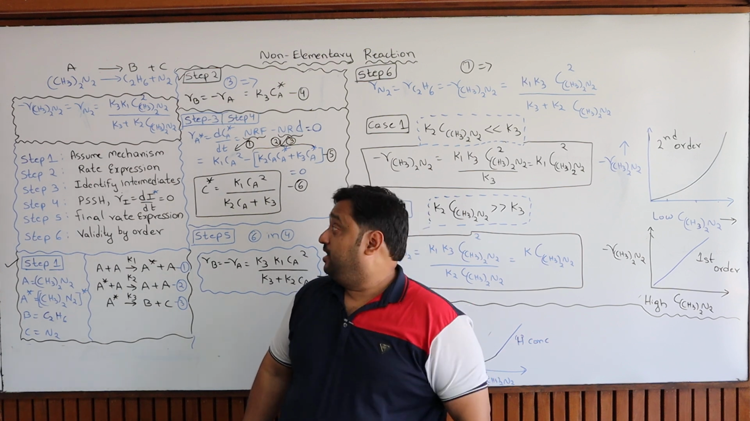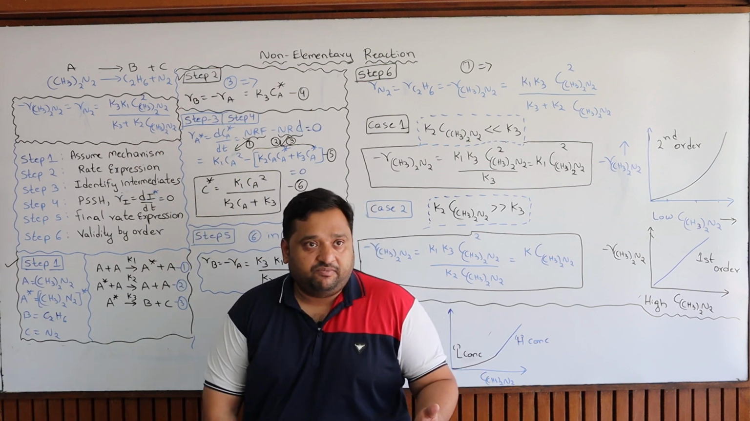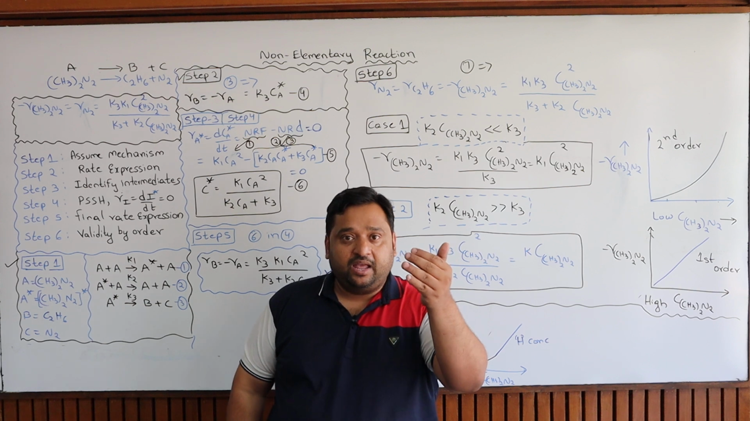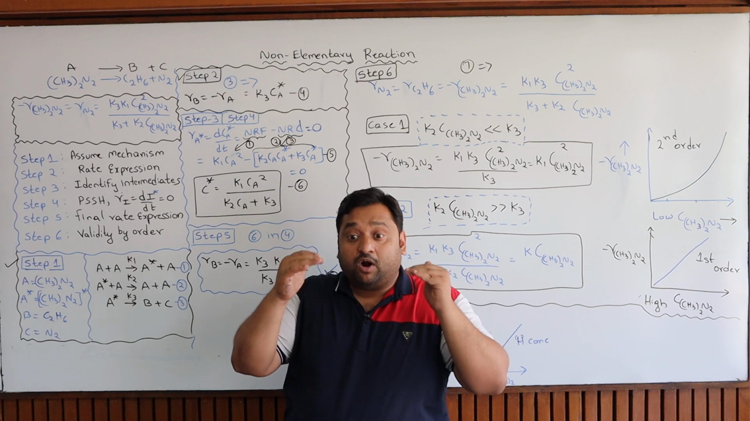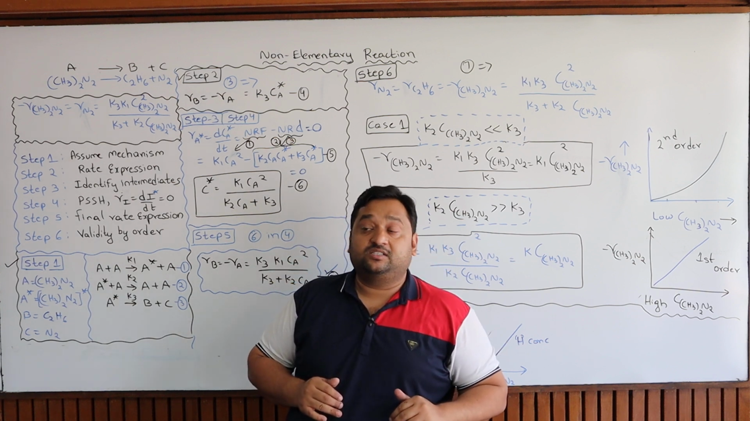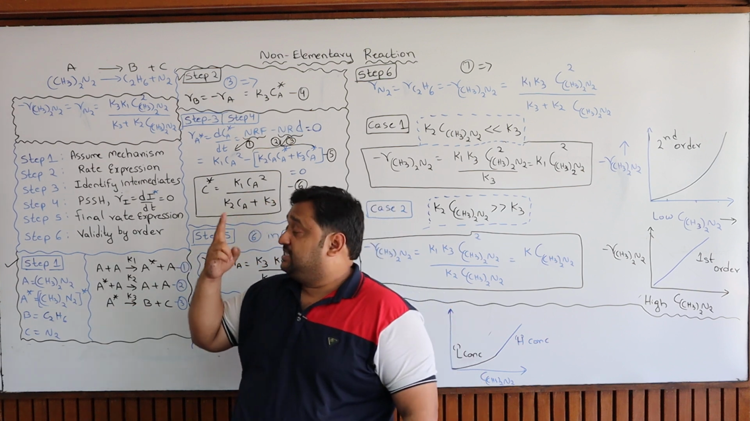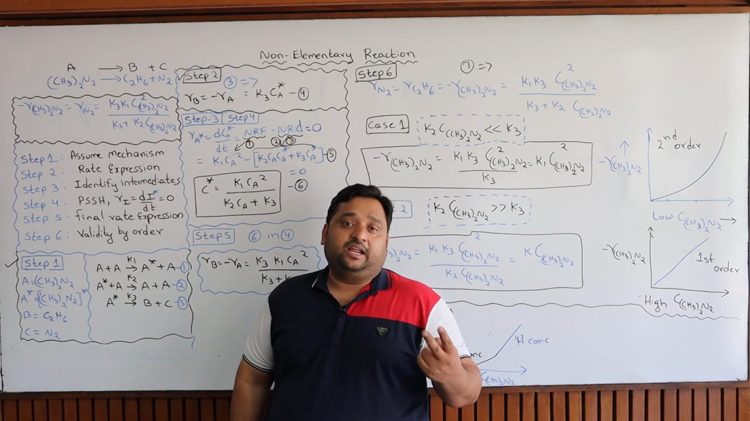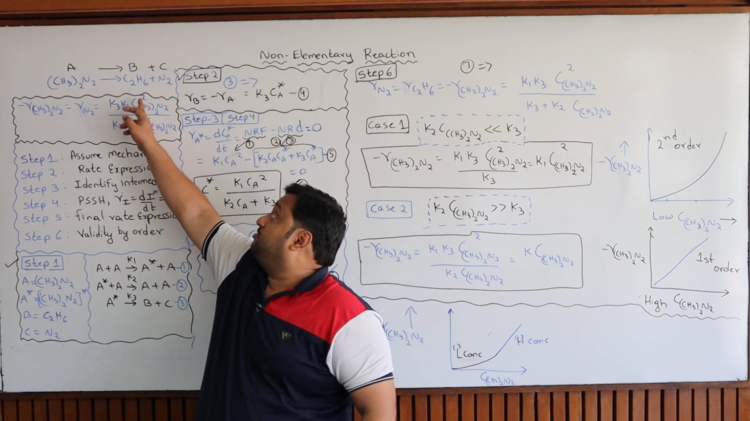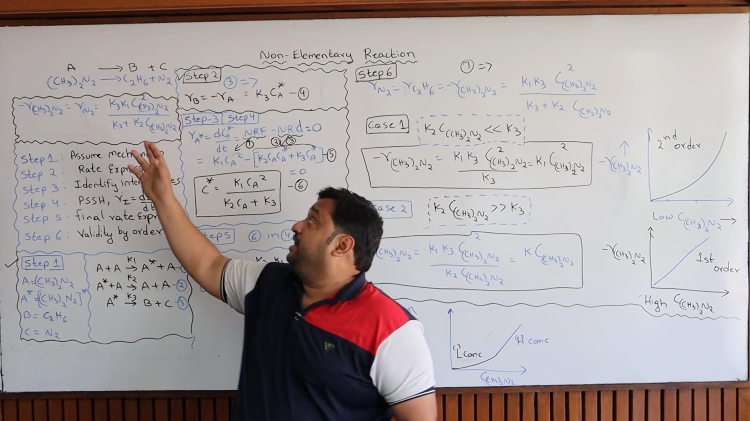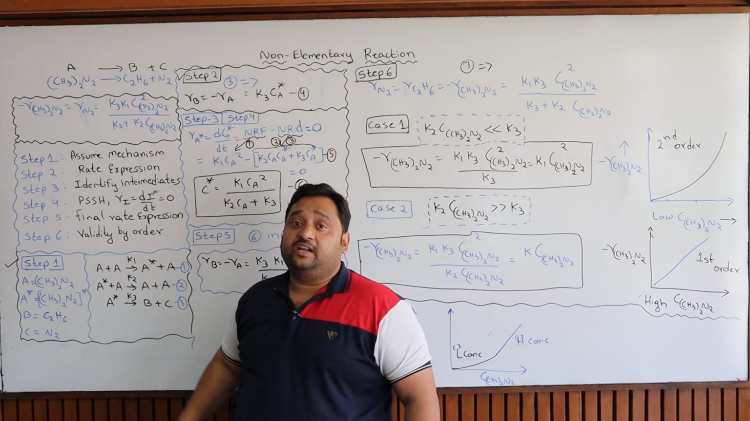Step 1: assume the mechanism, because a non-elementary reaction will not happen in a single step, it will happen in a number of elementary steps. First, you have to assume what those elementary steps are and write them down. Step 2: write down the rate expression. If you are interested in formation of nitrogen, write that rate expression. If you are interested in decomposition of azo-methane, write that rate expression.